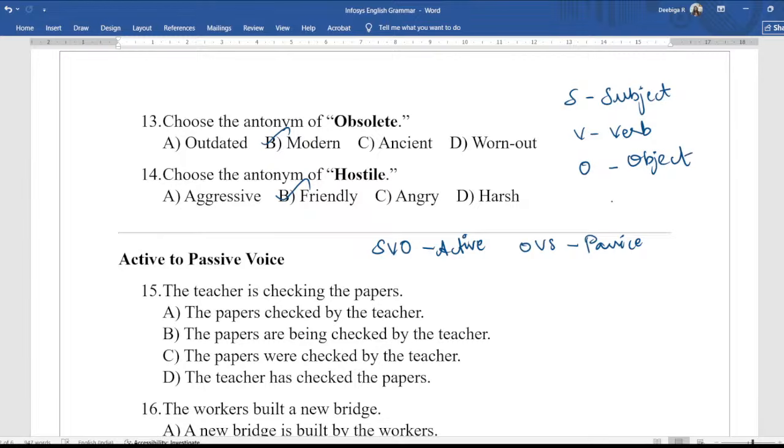Okay, so here you can see we're talking about the teacher, it's a person, so it is a subject. Is checking, it's a verb. The papers is an object, right? So this is an active voice, obviously. So to convert it into passive voice, you need to put the OVS format. So the object is papers. So the papers, and then you have the verb, and then the subject is the teacher.